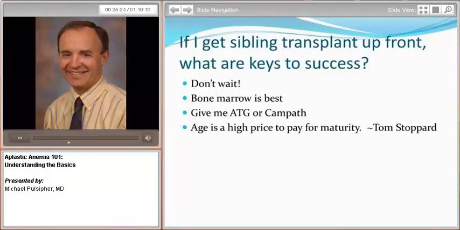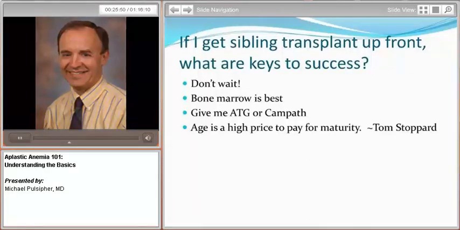The third thing is ATG used in association with the transplant decreases risks of graft versus host disease and leads to better outcome. There's an alternative to that, a medicine called CAMPATH, which is an antibody against a protein on the surface of white cells called CD52. And you can use either one. You just have to be good at it. But either one will help you through your transplant have a better outcome.